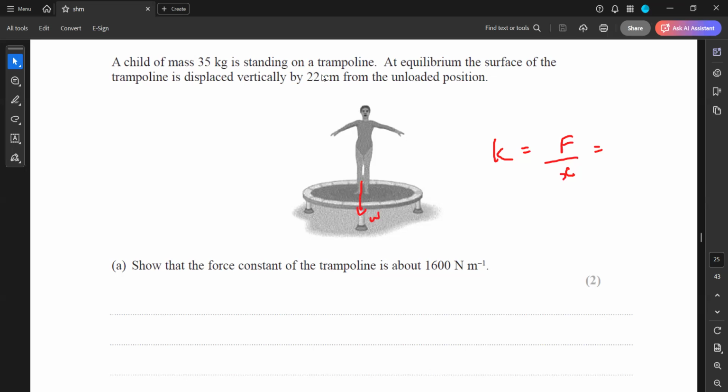Now, a child of mass 35 kilograms is standing on a trampoline. This is how the surface of the trampoline looks normally. But if someone is standing here, there will be a bulge and it will bend like this. When the child stands, the surface of the trampoline becomes curved. He's not jumping right now, he just stands on the trampoline.